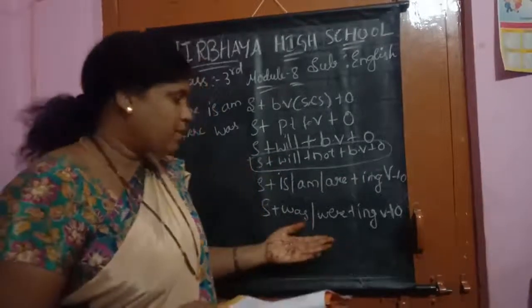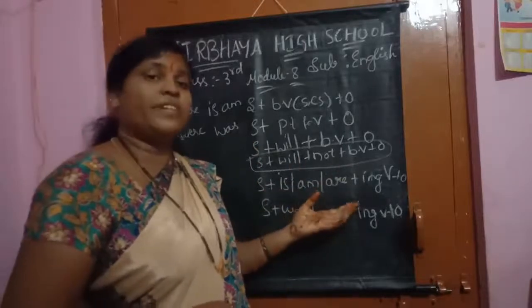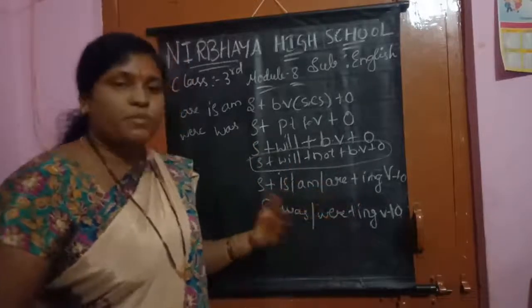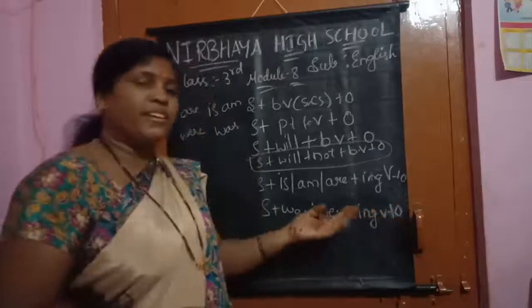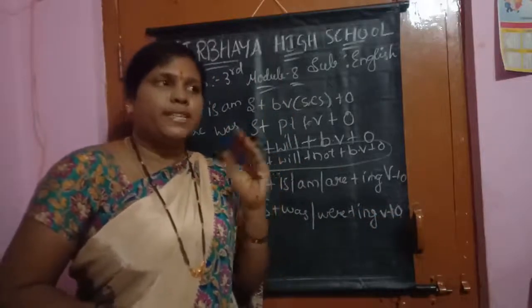See here, children. Past continuous tense. Present continuous tense and past continuous tense. What is the difference between these? Present continuous means what is going on now. Past continuous means that in the past, it took some time. It means yesterday sometime it was raining.